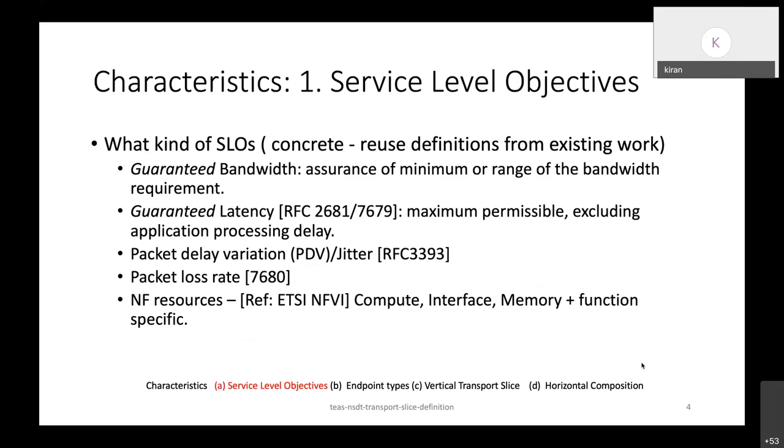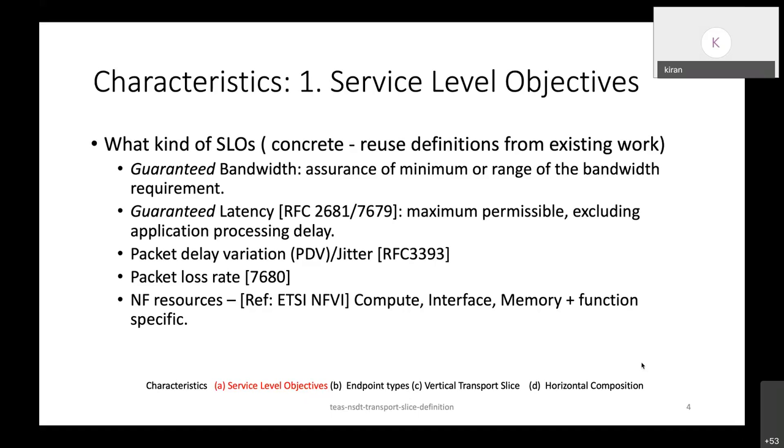And so the first part is the characteristics about the slices. Obviously a lot of emphasis on service level objectives, and at least from my perspective, the way I see it, we have two kinds of SLOs. One is metric based, where you can clearly say how much you want, something like bandwidth, latency, and so on. And these are the definitions we took from the existing work in IETF RFCs. We did not try to define anything by ourselves.